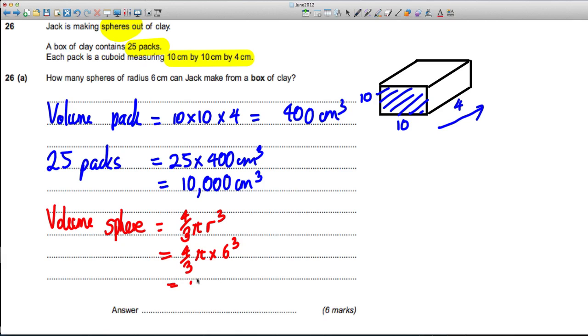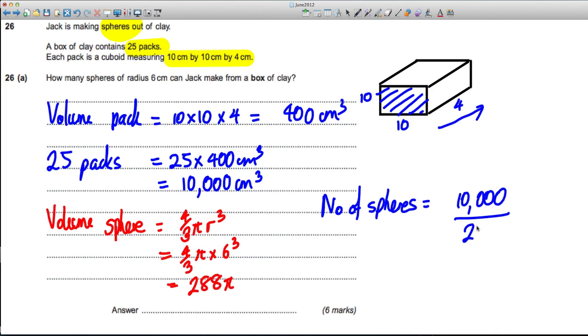And it's 288π. Don't round at this stage, there's no point. So how many spheres must there be? The total volume of clay you've got, 10,000, divided by 288π. And you get yourself 11.05. Well, how many whole spheres is that? It's 11 spheres. And you're done for a nice, easy 6 marks there.